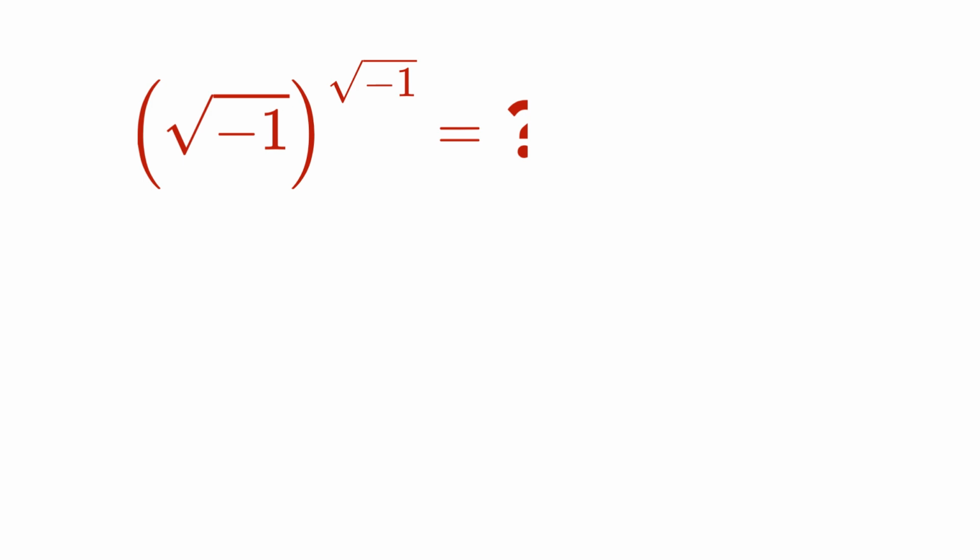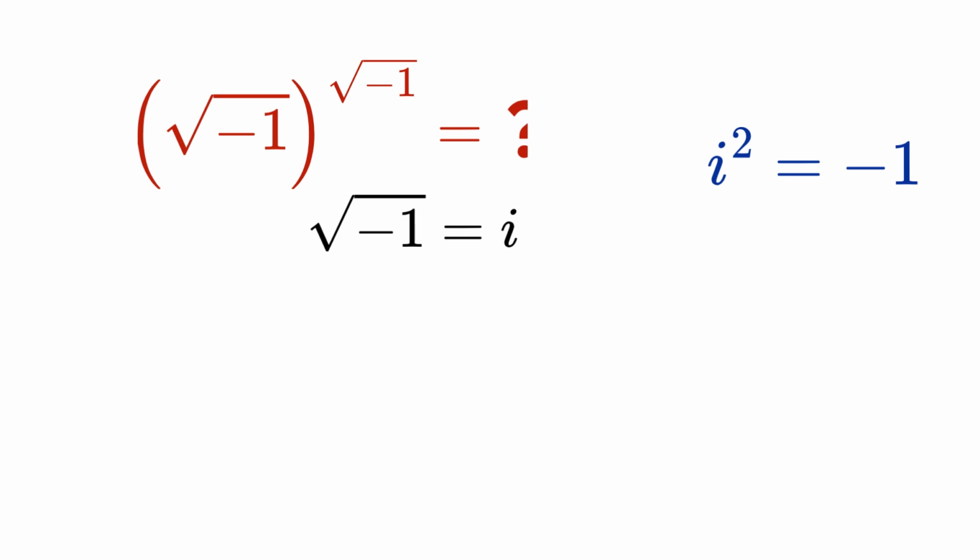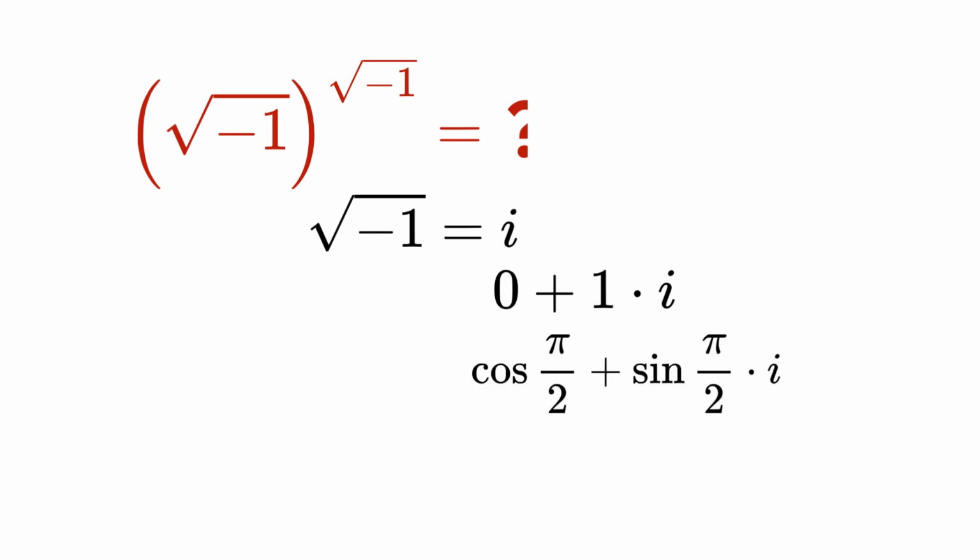We can solve this problem in two methods. We all know that i square is equal to minus 1. The square root of minus 1 we can write as i. We can write it as 0 plus 1 into i. 0 we can write as cos pi by 2 and 1 we can write as sin pi by 2. So we can write it as cos pi by 2 plus i sin pi by 2.